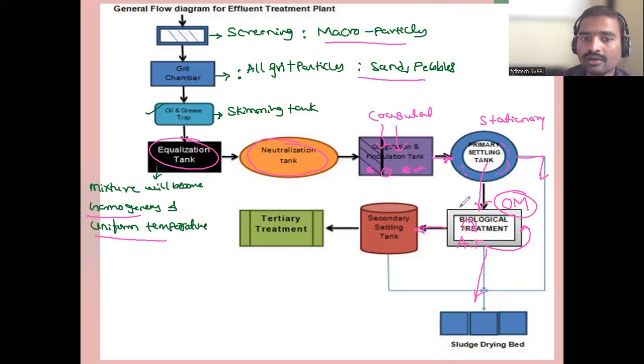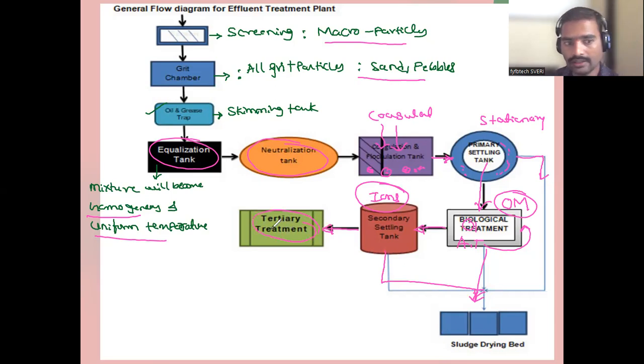In the settling tank, macroparticles are initially removed, and organic matter is removed. What is there here? Ions are there, and those ions should be removed. The ions will be removed and the pH will be corrected here, and then it is taken into the tertiary treatment. Whatever sludge is formed is also removed to the sludge drying bed. Here advanced treatment is done, your tertiary treatment.